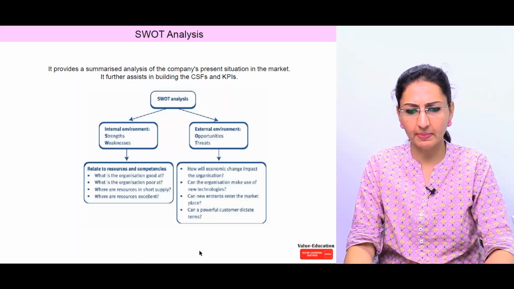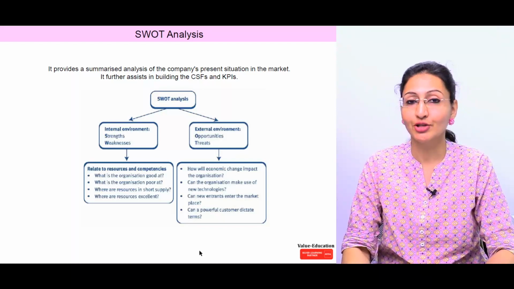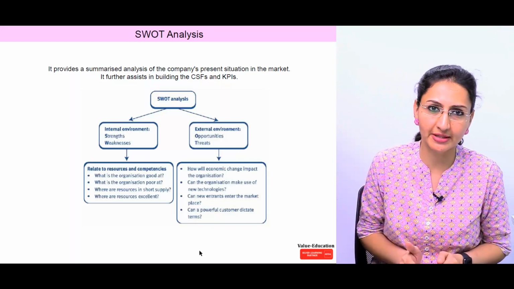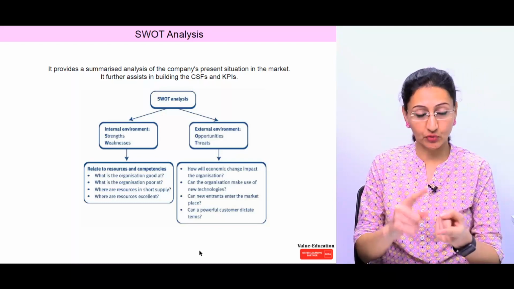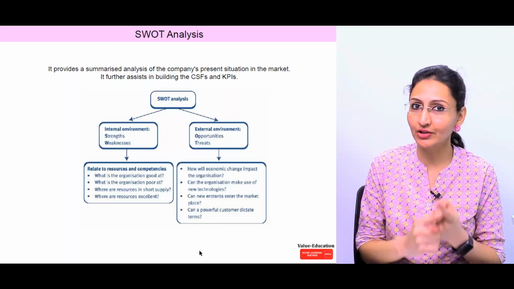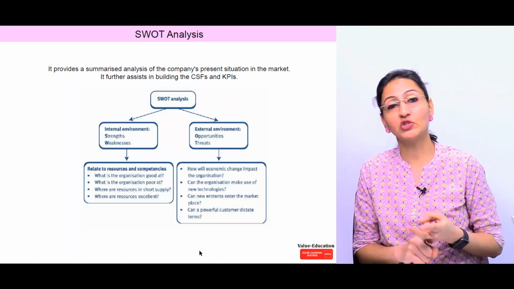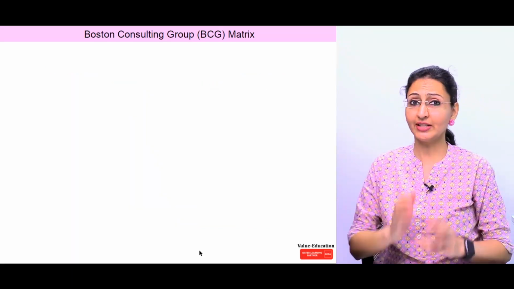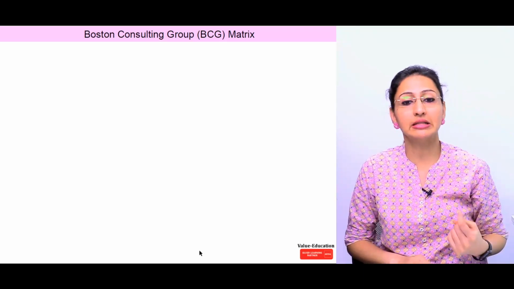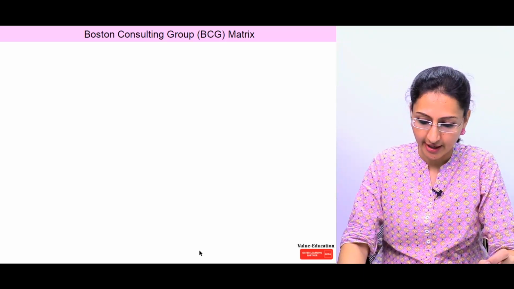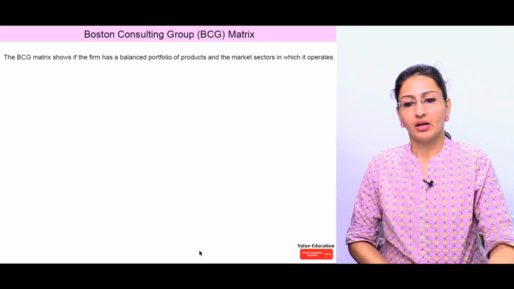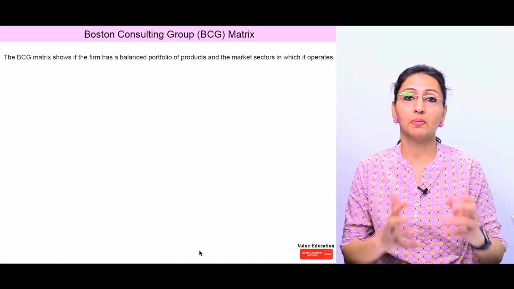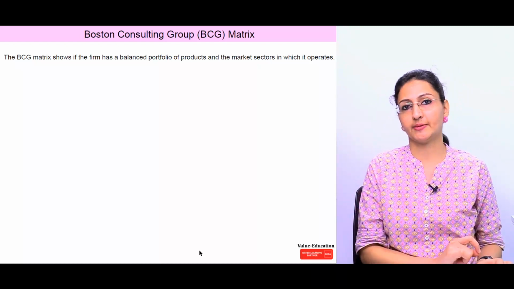So these are generic questions. You need not mug them up. But yes, what you need to remember is SWOT analysis is about analyzing the current situation of a business, its strengths, its weaknesses, the opportunities it can utilize, and the threats which can be devastating for a business. This is SWOT analysis. Now let's talk about the BCG matrix, Boston Consulting Group matrix. So the BCG matrix talks about the portfolio of products or markets in which a business operates.